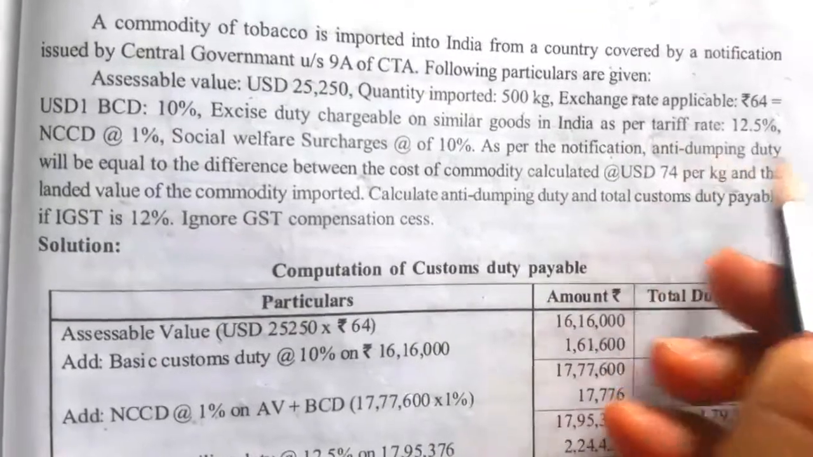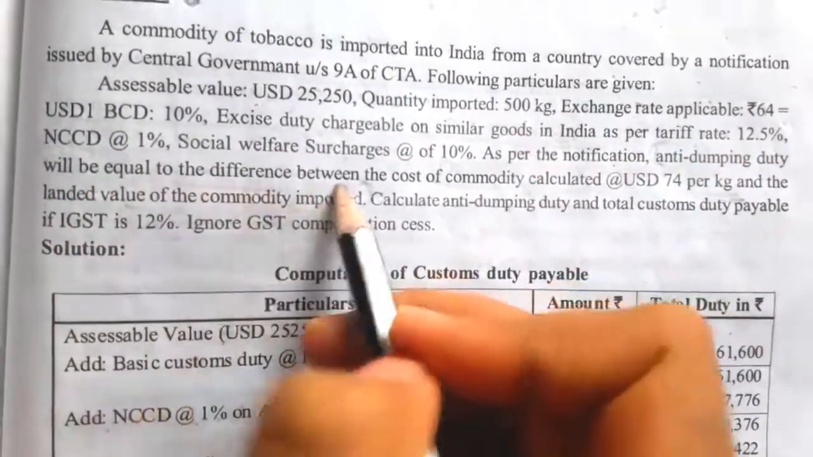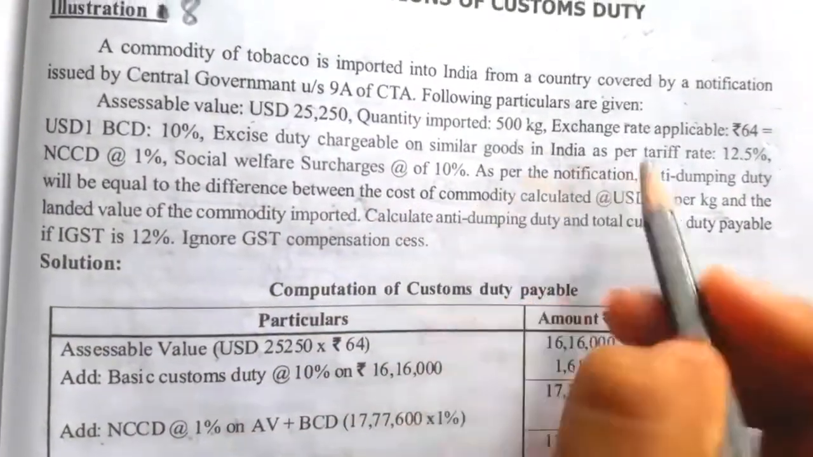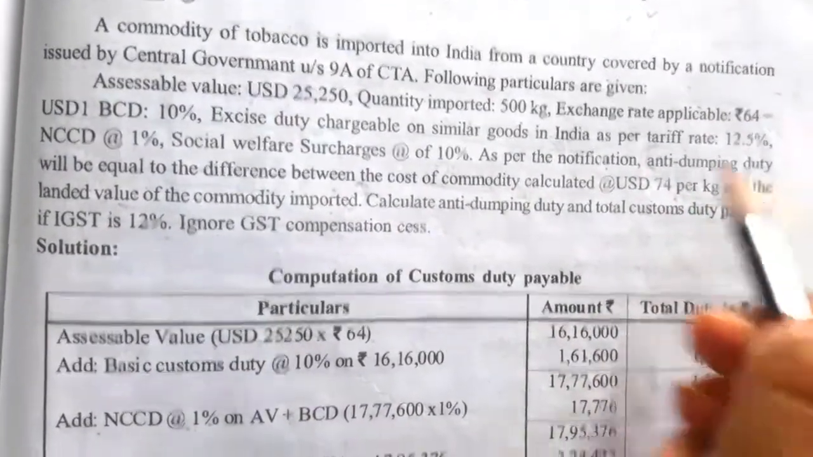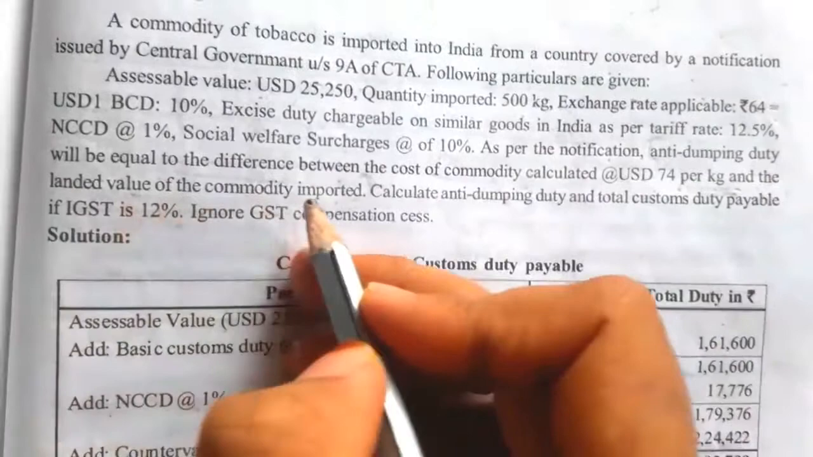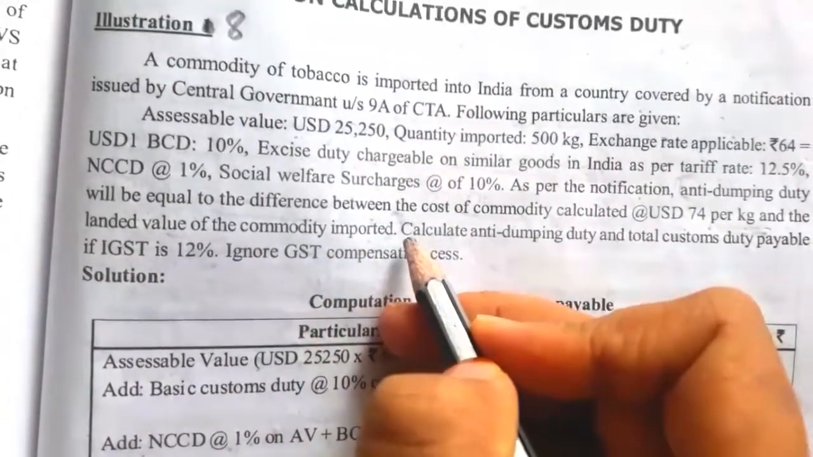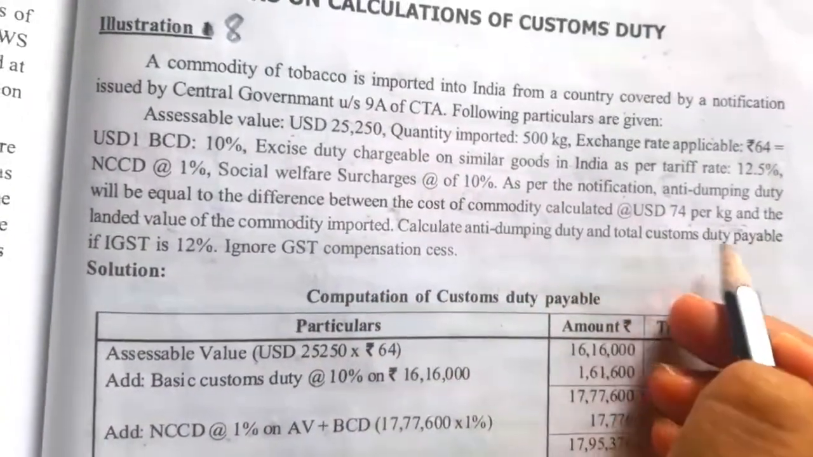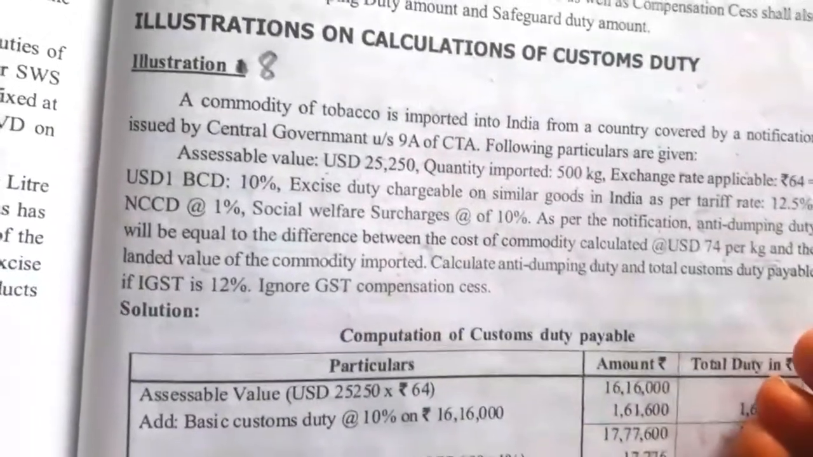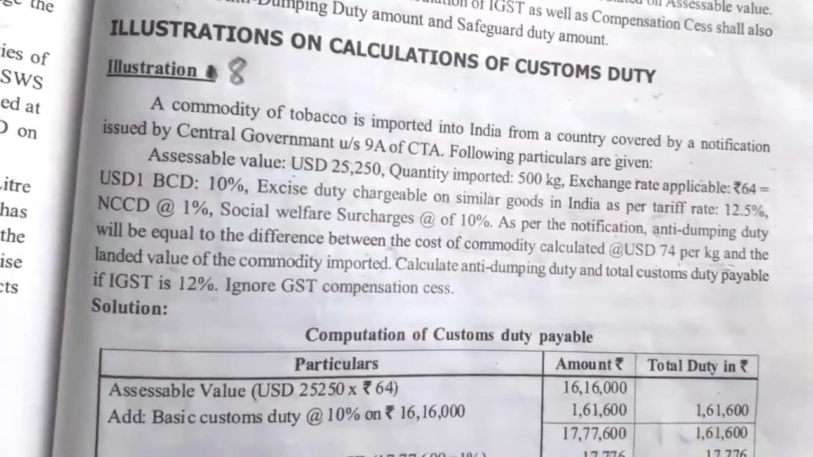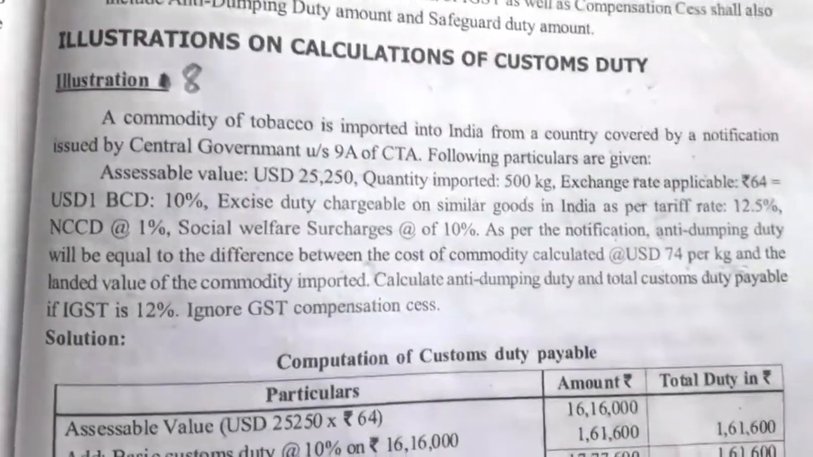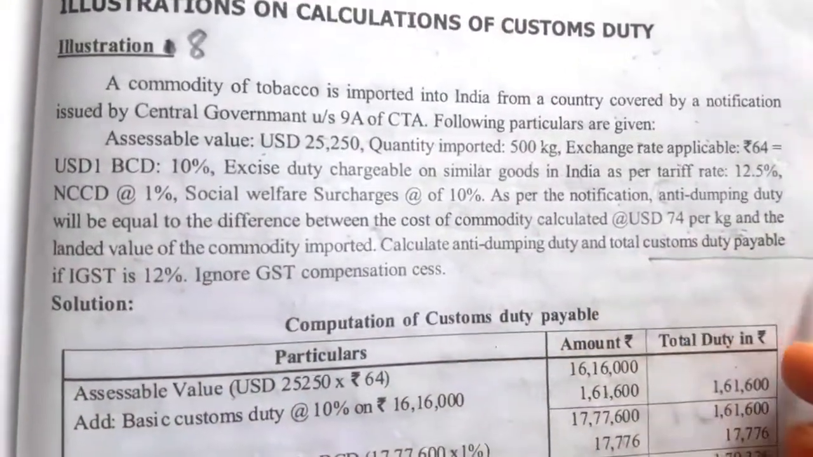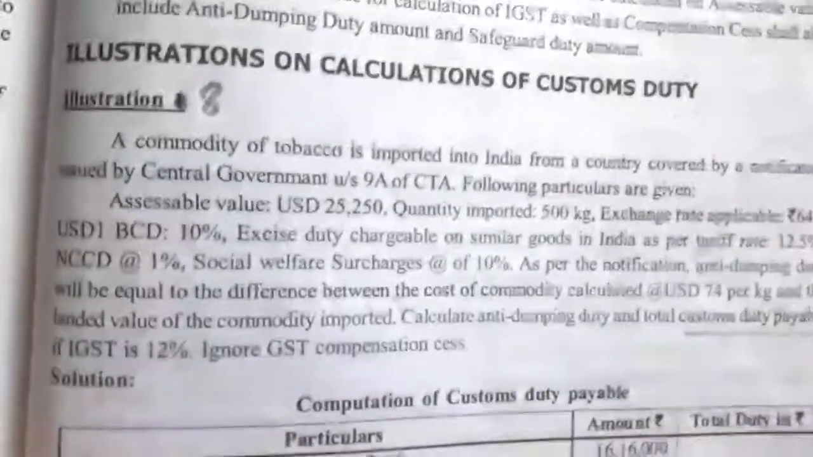As per notification, anti-dumping duty will be equal to the difference between the cost of commodity calculated at US dollar 74 per kg and landed value of commodity imported. So calculate the anti-dumping duty and total custom duty payable if IGST is 12%. Ignore GST compensation cess. So here with this information we have to compute the customs duty payable.